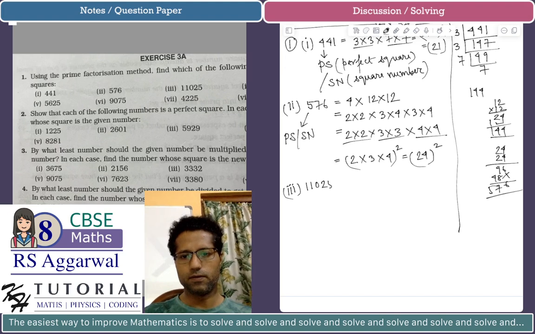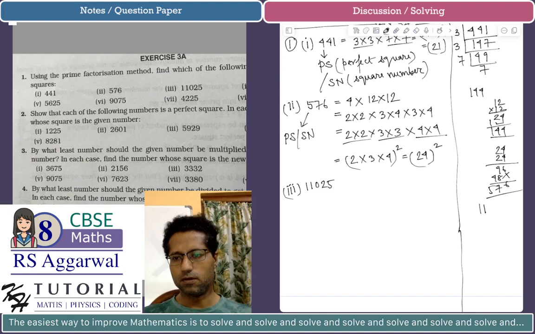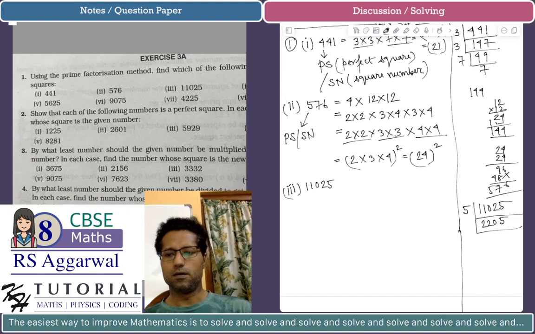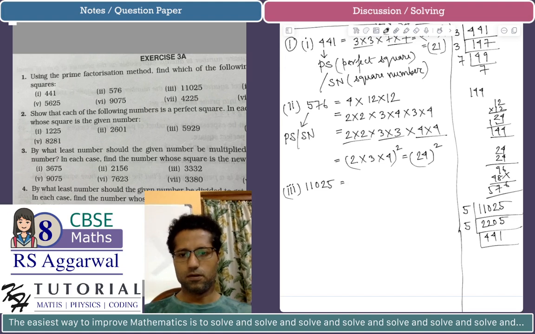11025 is a big number, I cannot do it orally. So let's do the prime factorization of 11025. I will divide by 5. This is 2, 2, 0 and 5. Then again I will divide by 5. This is 4, 4, 1. So this is 5 into 5 into 441.